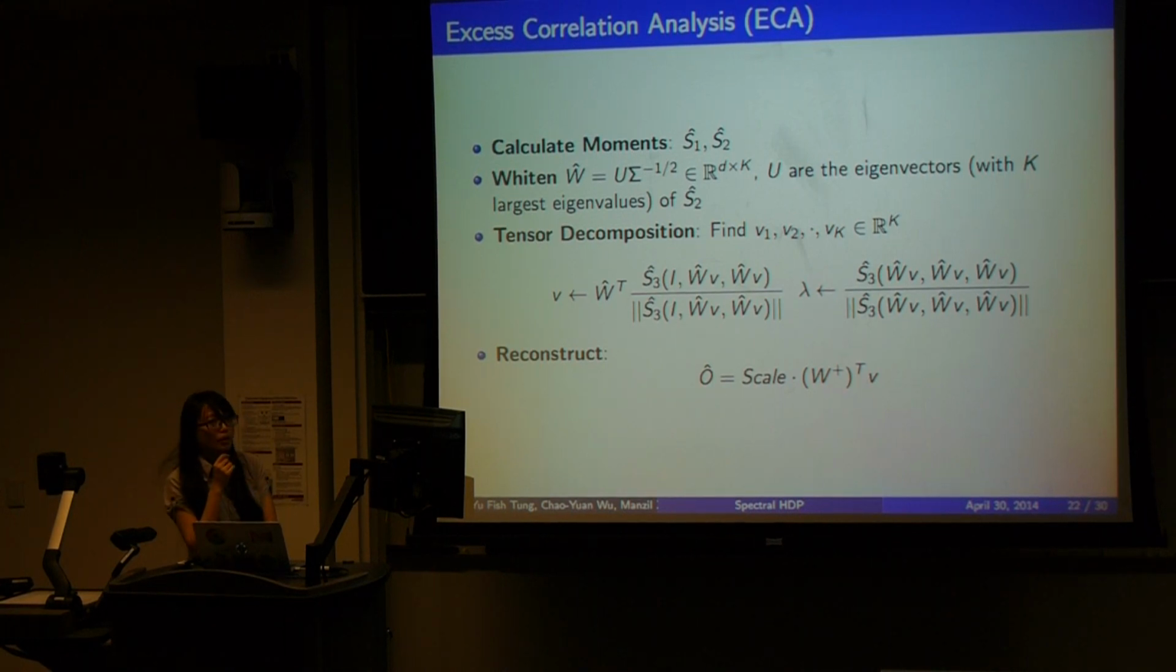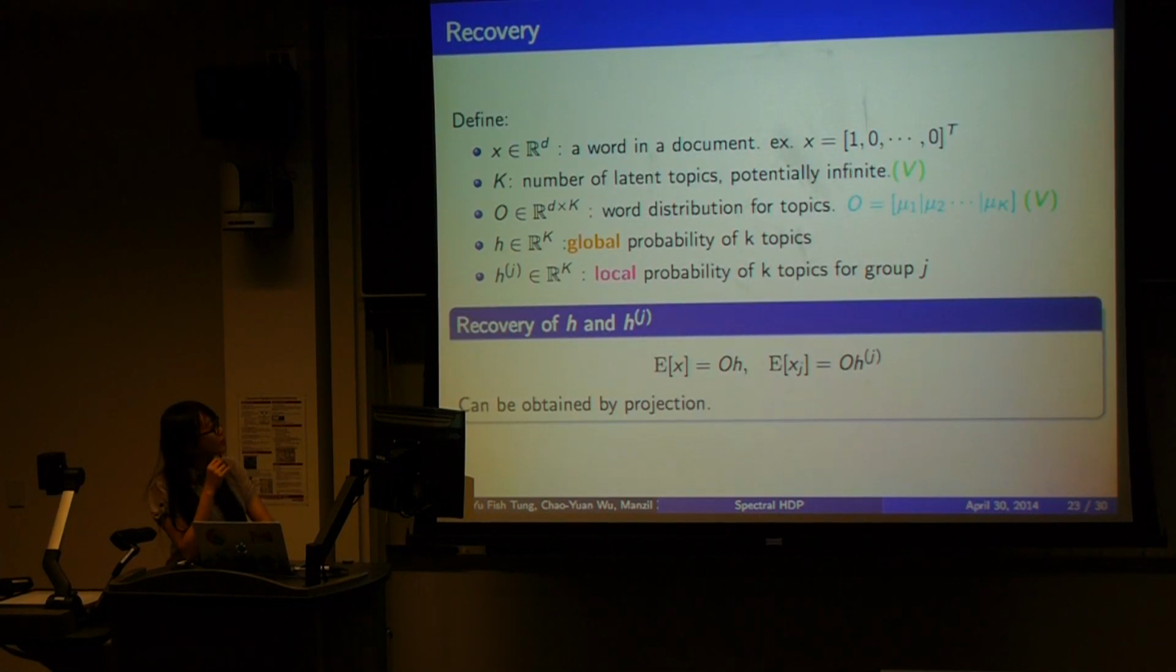So our algorithm is basically like this. We calculate S1 and S2 from the moments, and then do whitening on these tensors, and then we use tensor decomposition to derive eigenvalues and eigenvectors, and then reconstruct them by multiplying by the pseudo-inverse transpose of W. So after that, we will get K and we got O, so we still need to get H and Hj. And this can be done by projecting the mean of each document on the O we derived.